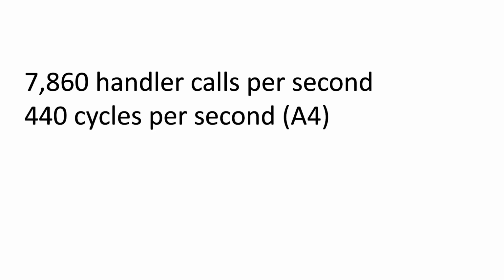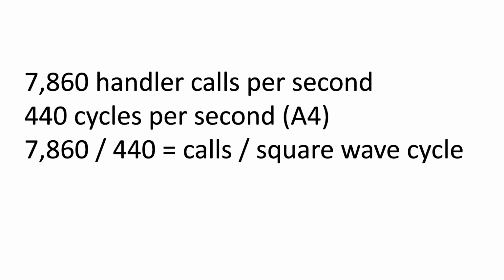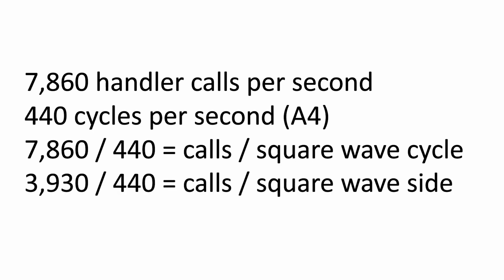Calculating that hold count is not hard. We've established that we have 7,860 calls to the handler per second where we can do stuff. And let's say that we wanted to play an A4, which we know is 440 cycles per second. So how many handler calls for each cycle of that A4? You just divide. 7,860 divided by 440. That basically gives you how many handler calls you need to complete a single cycle of that square wave. And since each cycle of the square wave consists of the top side and the bottom side, if we just cut that fraction in half, that tells us how many calls to our handler that we have to complete a side of the square wave. And that's the hold count.